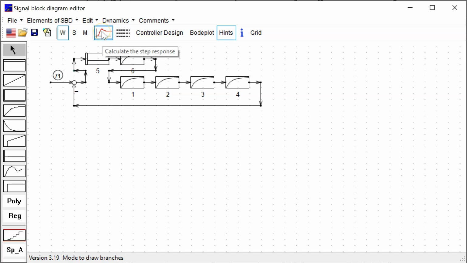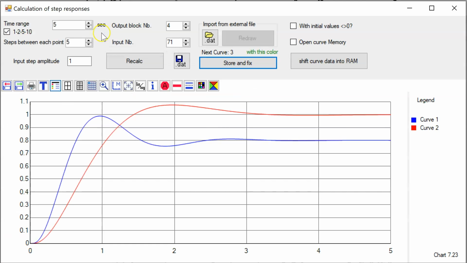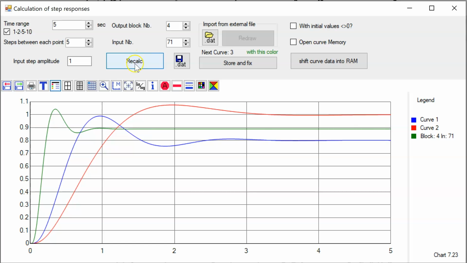Let's check. I calculate the new curve, and you see here it is much faster than P. What you can see here is more accuracy, but not high accuracy. More accuracy because the gain K is larger. It's 4 instead of 2.